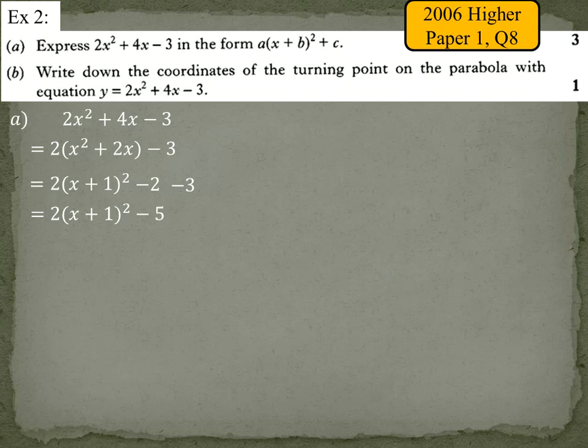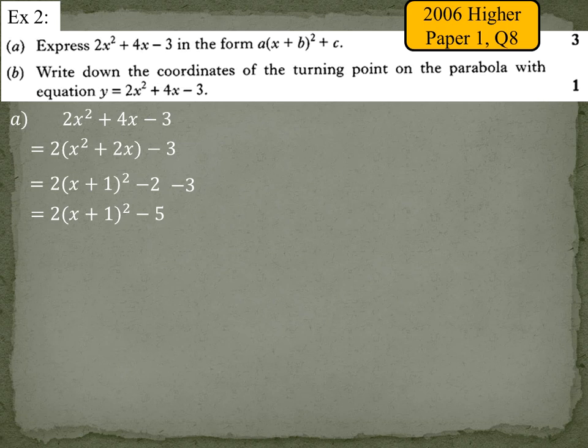Finally, just simplify the minus 2 and the minus 3. Watch out for any negatives. They, again, tend to be the big problem makers for most pupils. So then you get 2 bracket x plus 1 close bracket squared minus 5. So once you've done all of that, you've completed the square and therefore gained your 3 marks.